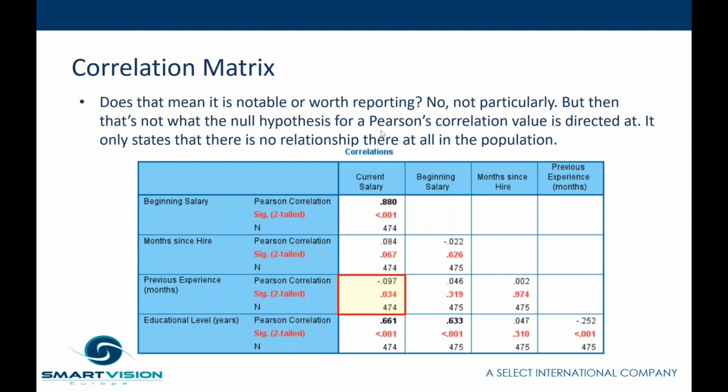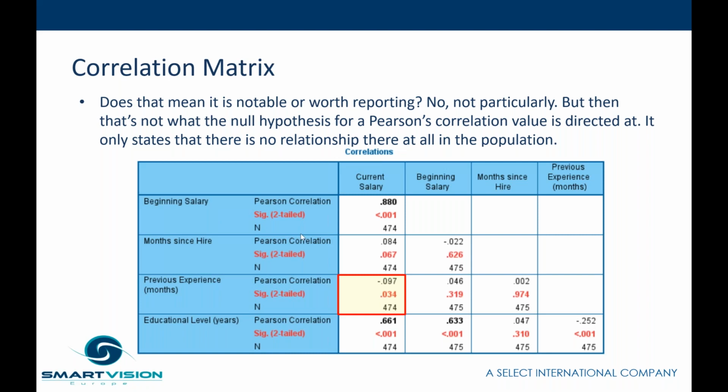Does that mean it's notable or worth reporting? No, not particularly. But that's not what the null hypothesis for Pearson's correlation is directed at. It only states that there's no relationship there at all in the population. So you can imagine somebody saying, oh, there's a statistically significant relationship between previous experience in months and current salary, and it'd be technically correct. But that doesn't mean it's notable. This is a classic example of when significant doesn't really mean significant.